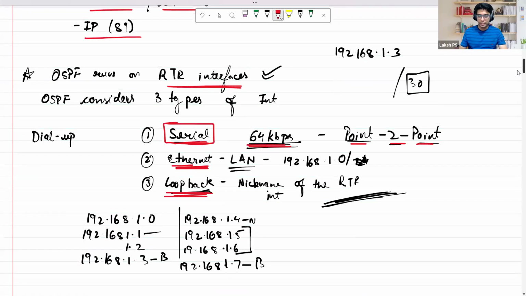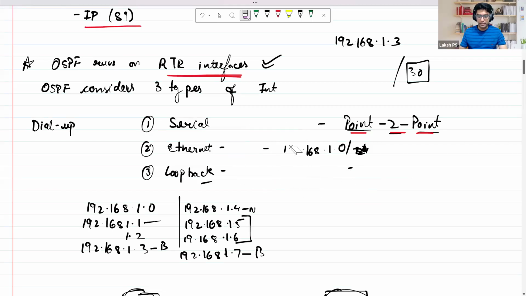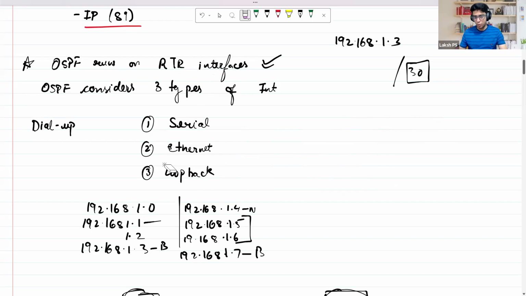So continuing with yesterday's discussion, as I said, there are three types of interfaces. The first is a serial interface. The second is the Ethernet interface, and the third is the loopback interface. So OSPF, as I said, runs on the router interfaces, not on the whole router. It runs on the router interfaces. So today, let's see how it runs.